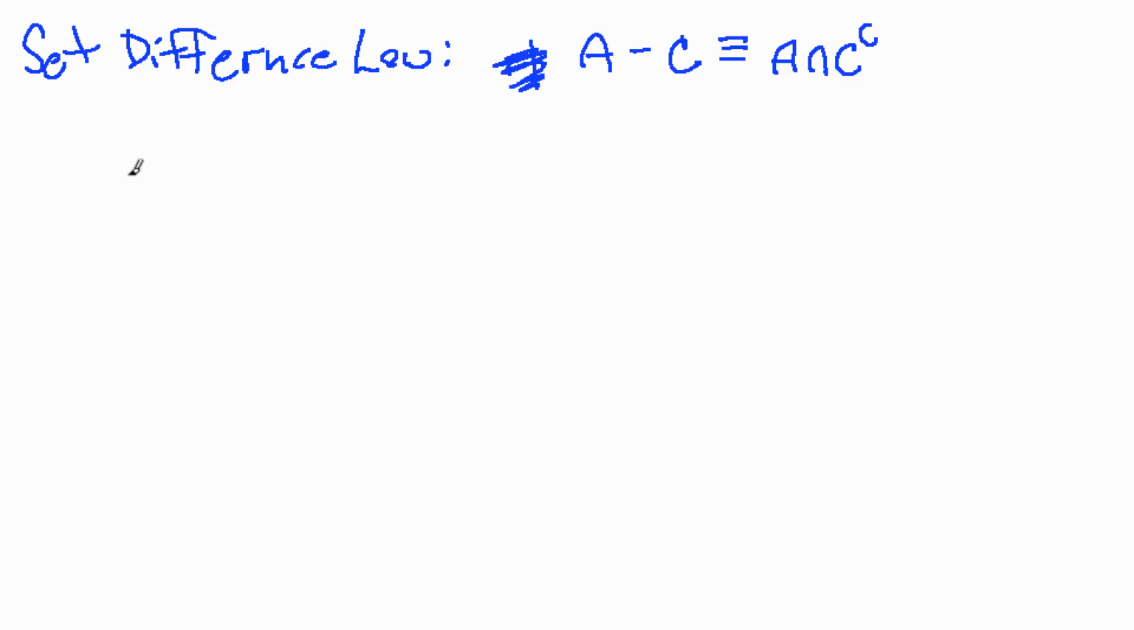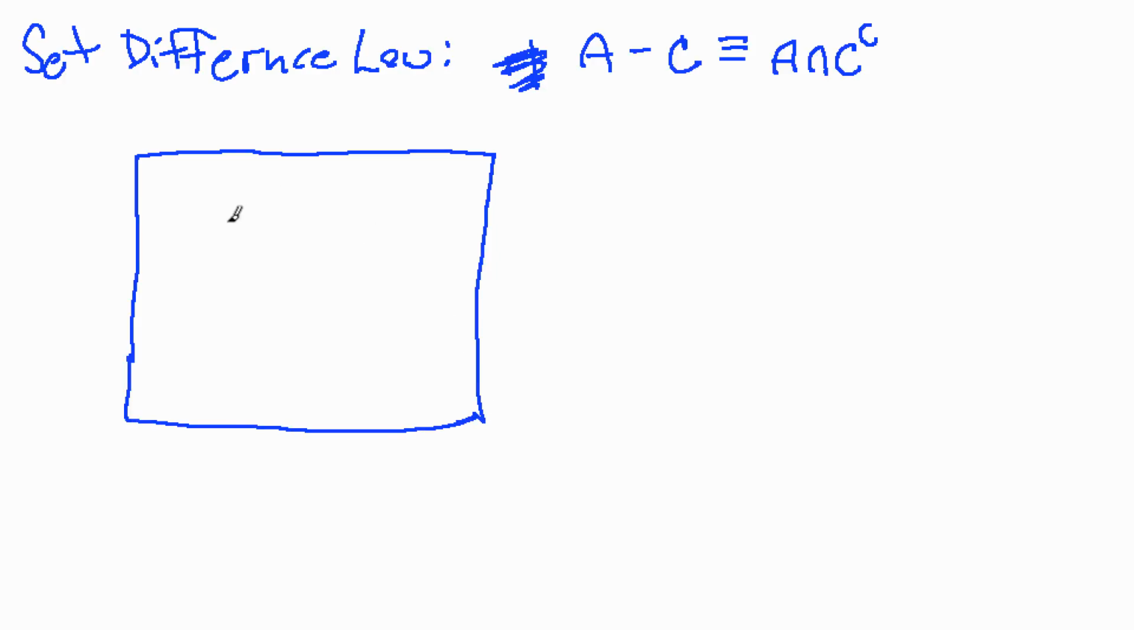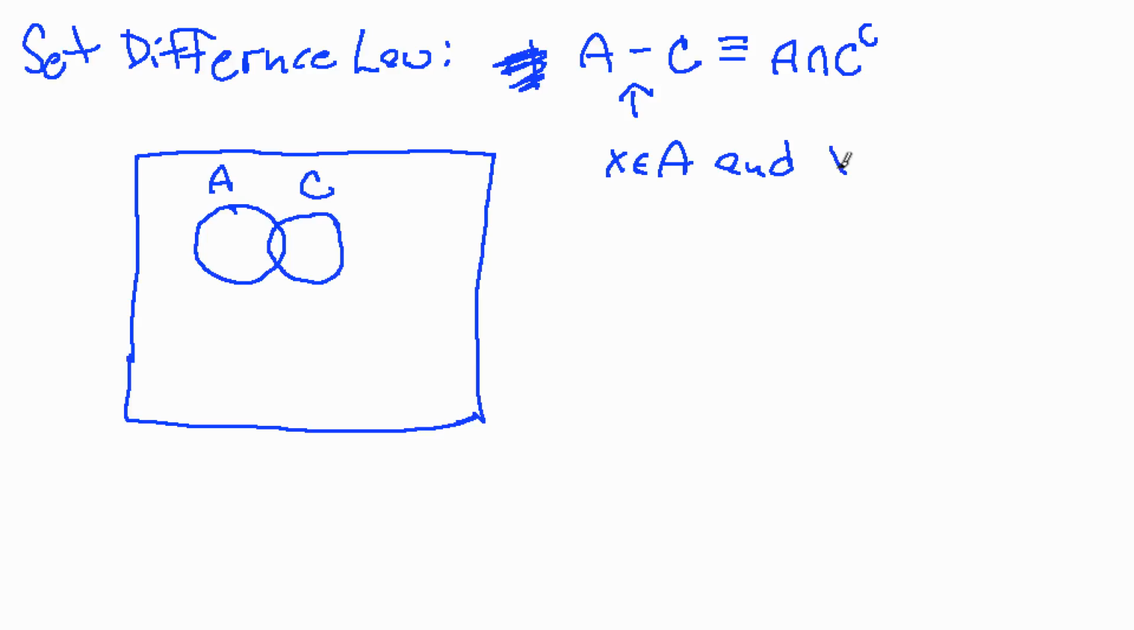Now, we can draw a picture of that that convinces us of that. We'll also prove it. So let's come over here. Here's A. Here's C. So here is A, and here is C. And let's consider, if I wanted to prove this just by picture, this over here just says that x is contained in A, and x is not contained in C.